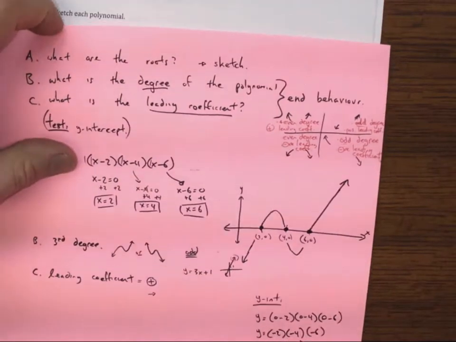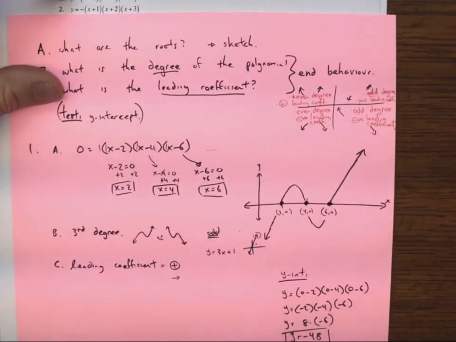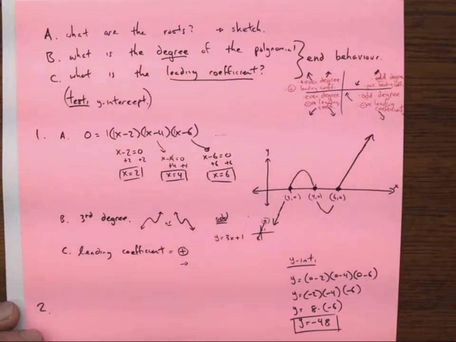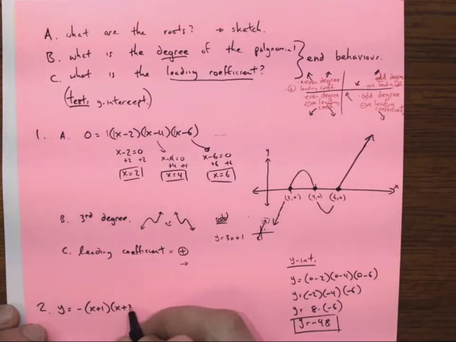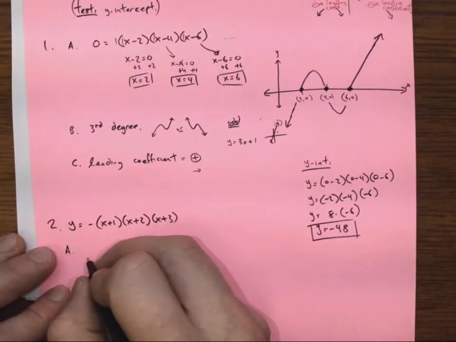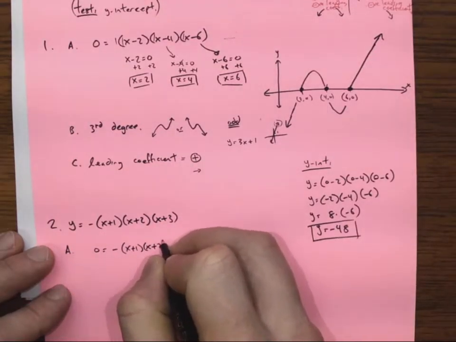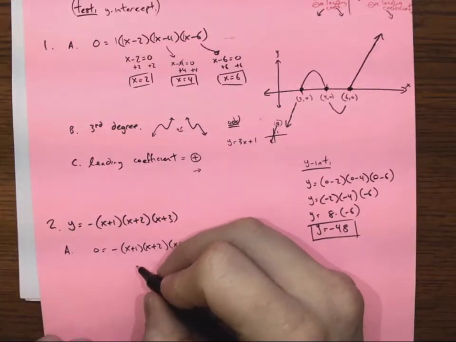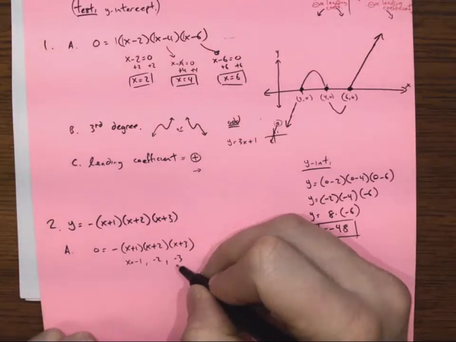Okay, so let's move on to the next question. So we're going to go through this one maybe a little bit more quickly. So we have the polynomial, question 2. Y is equal to negative x plus 1 times x plus 2 times x plus 3. Alright, so A. So first, we're going to start with our roots. We'll set this all equal to 0. And then we're going to look for our roots. Our roots are, we can see x is negative 1 here, negative 2, and negative 3.